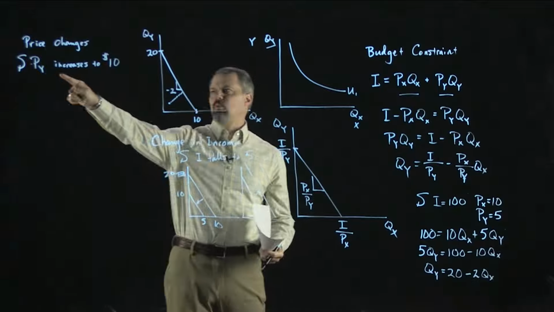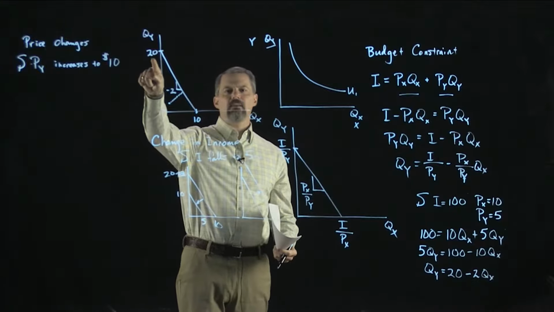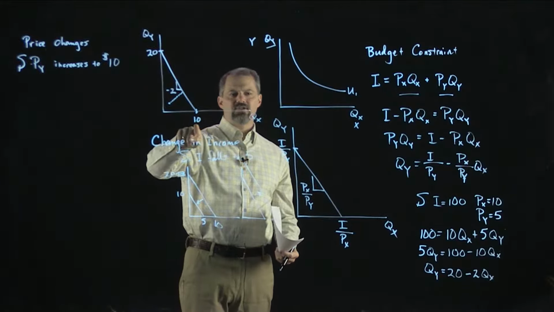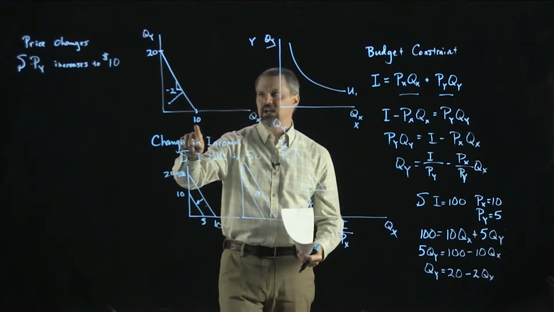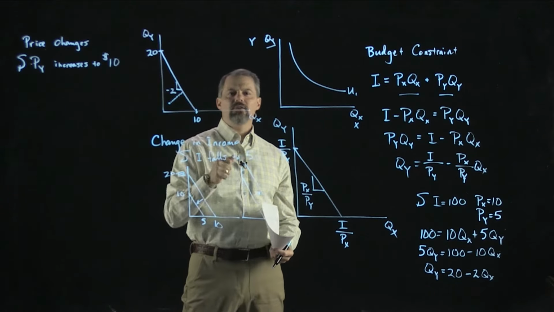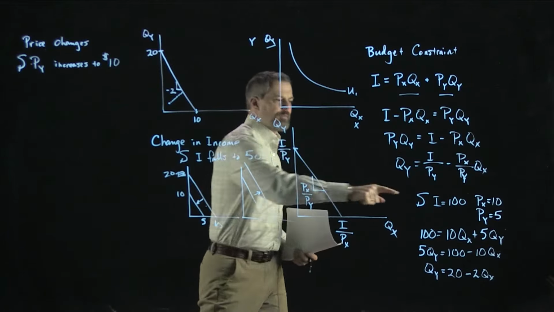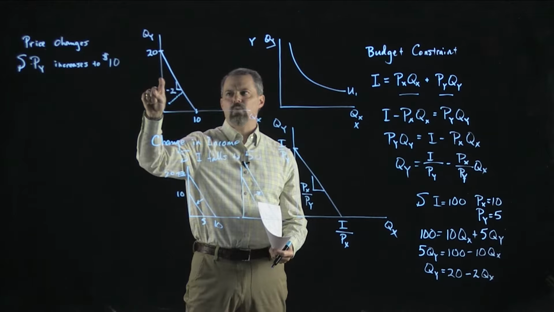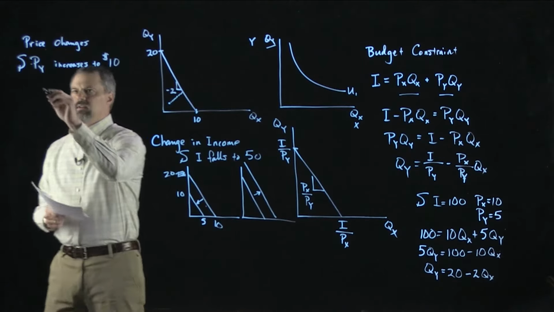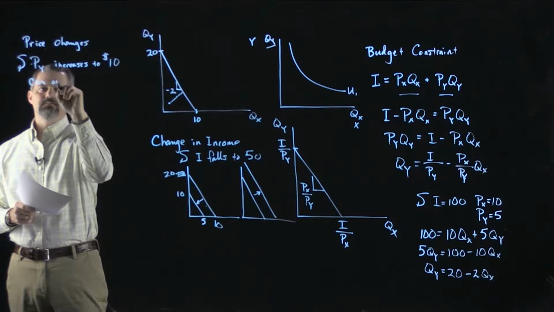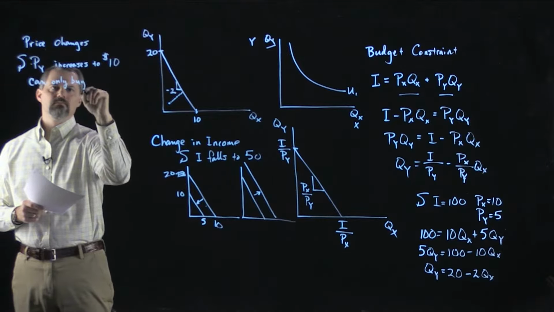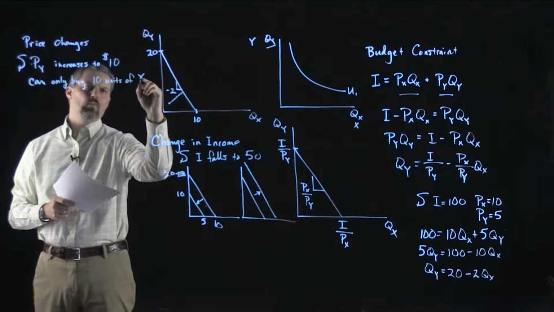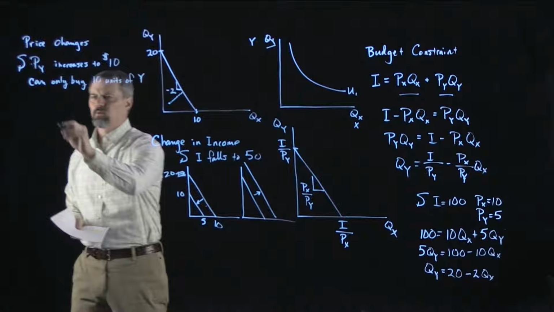Now, if the price of good Y goes to 10, they can't buy 20 units anymore. Since the price of good X didn't change, they will still be able to buy 10 units of good X. But now, with $100 of income, if the price of good Y goes to 10, they can only buy 10 units of Y.